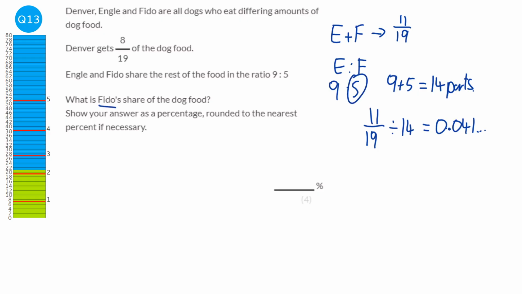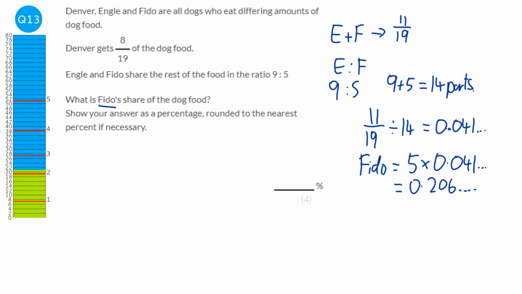Well, Fido has 5 parts. So Fido has 5 parts, each of them worth 0.041 and so on. I've kept it in my calculator to keep the accuracy. And when I do that, I get 0.206 and so on. Now we're asked to work it out as a percent. So I'm just going to times that by 100.